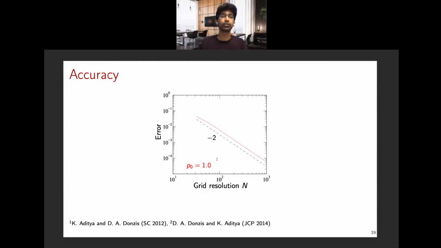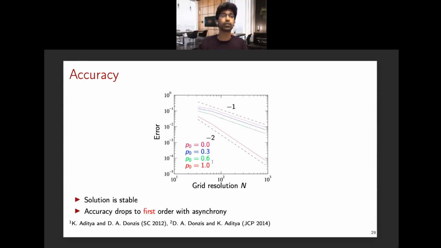Now we introduce some amount of asynchrony. So we move from the red color to green, blue, and magenta. As you move from green to magenta, we increase the amount of asynchrony. That means more and more delayed values are being incurred at these buffer points. So what we see is that as we increase the number of grid points, the error is decreasing. That means it is good. So that means the scheme is stable.